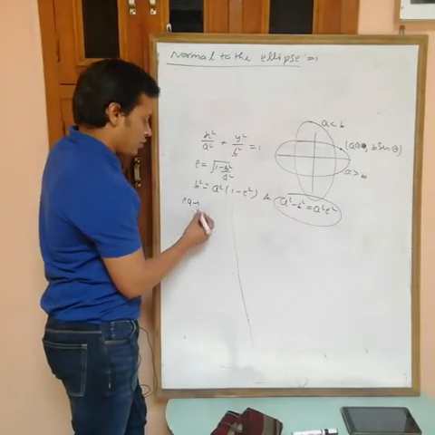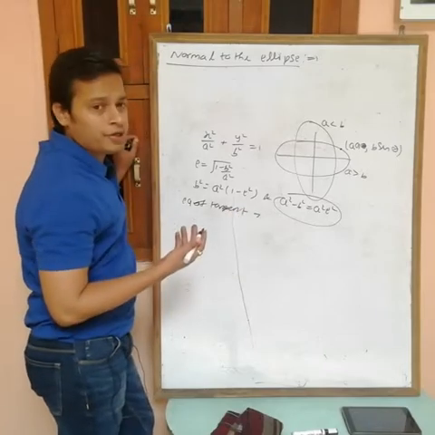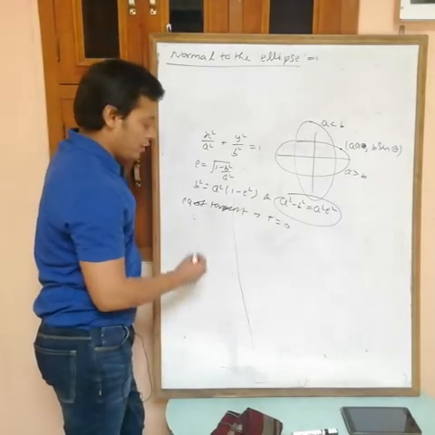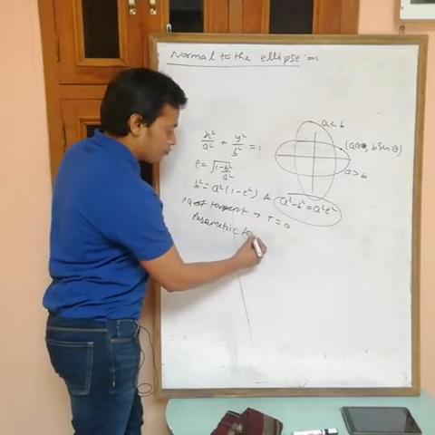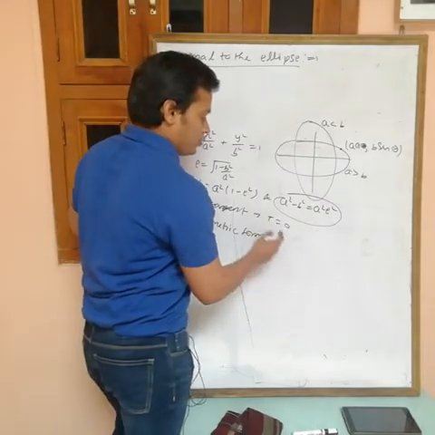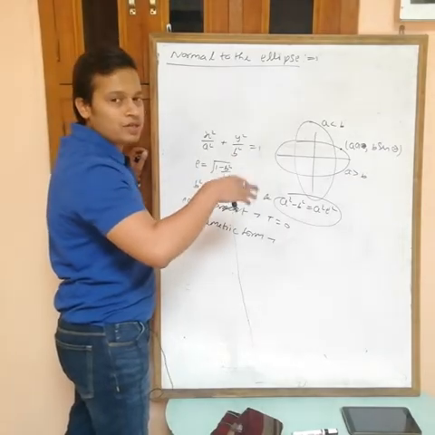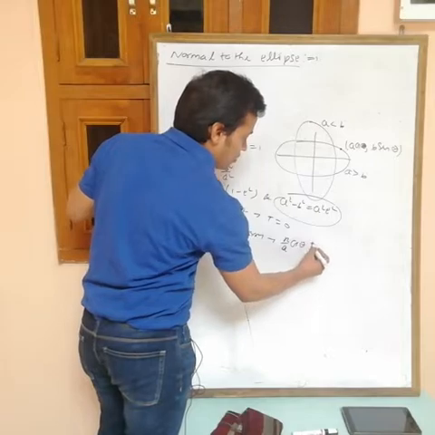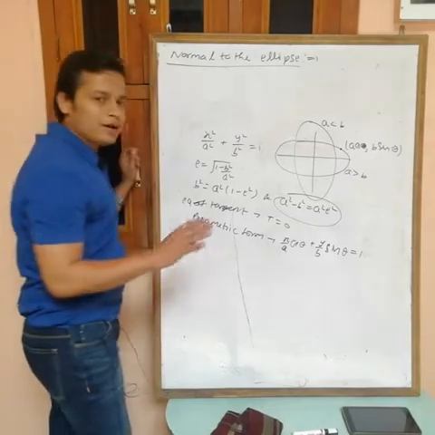Okay, next thing is equation of tangent. If any point x1 comma y1 is given on the ellipse, then use T equals to 0. Next, parametric form of tangent. It means use T equals to 0, but the point is a cos theta comma b sin theta. It means replace x1 with a cos theta, y1 with b sin theta. Then what you will get: x by a cos theta plus y by b sin theta equals to 1.